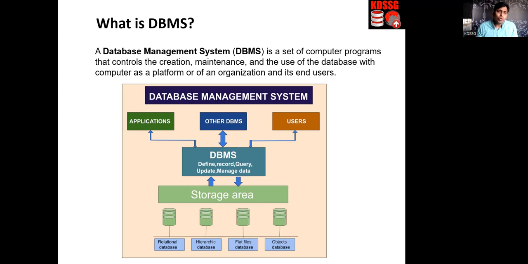So how do you talk to a DBMS system? You should know some language. You can't talk in English and say, hey DBMS, store this record in the database. English doesn't work. So there is a language called SQL. SQL means Structured Query Language. That is the only way to interact with DBMS.